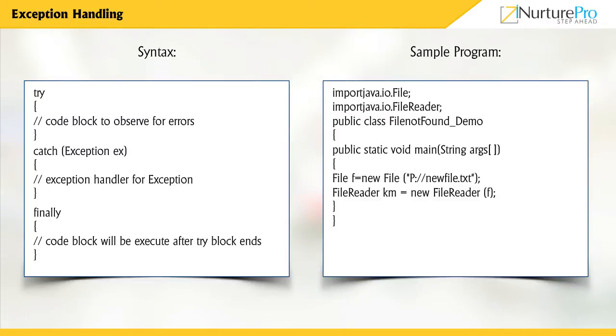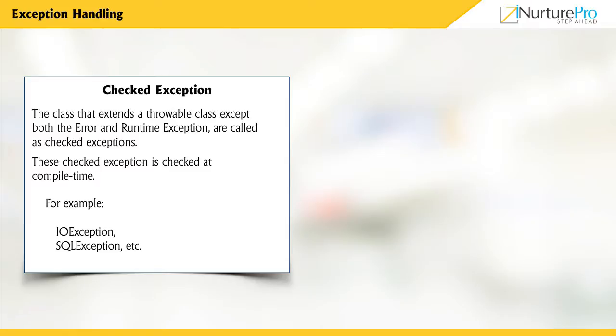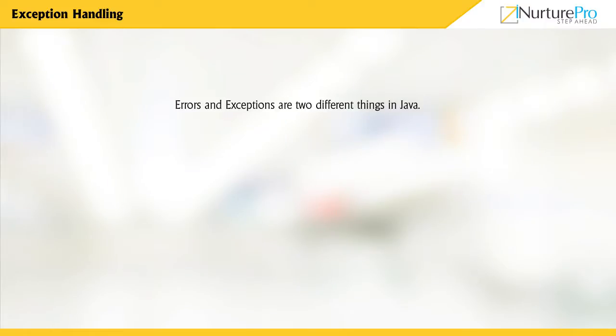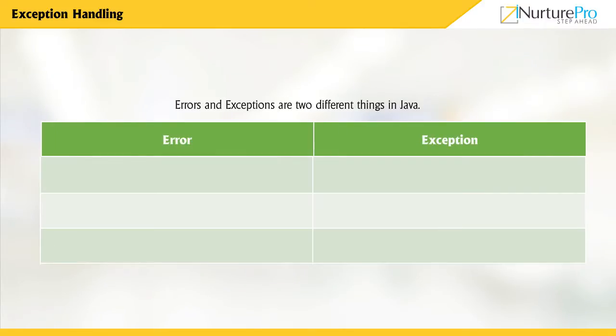While executing this program, it will show an exception. The classes which extend the Throwable class, such as Exception and Error, are known as checked exceptions. The classes which extend RuntimeException are known as unchecked exceptions. In the Java programming language, errors and exceptions are two different things.